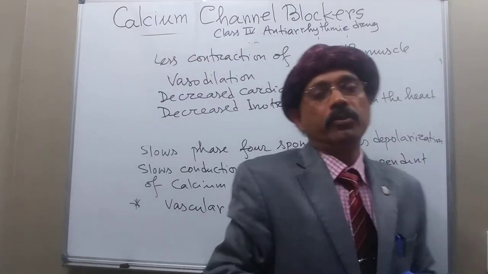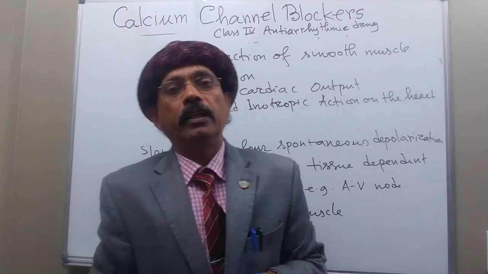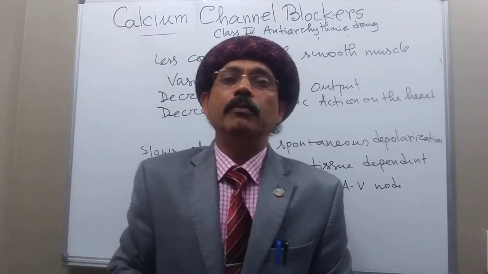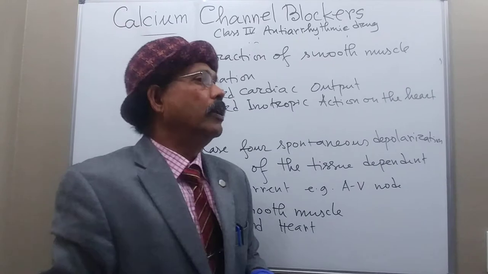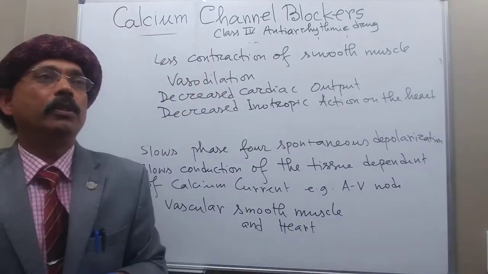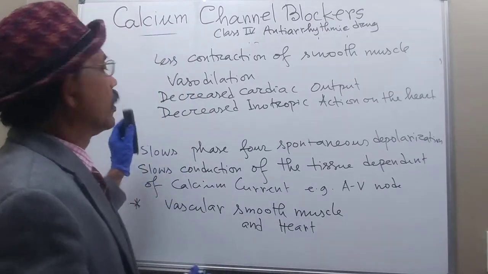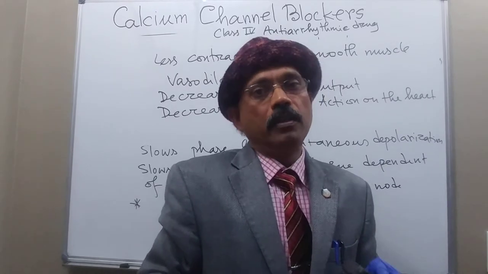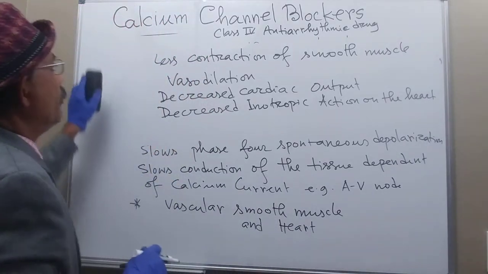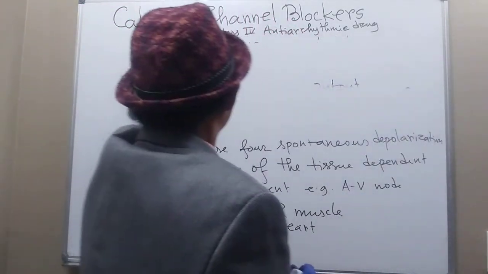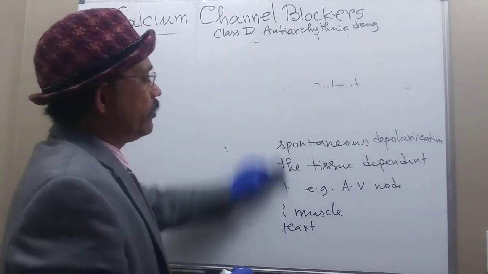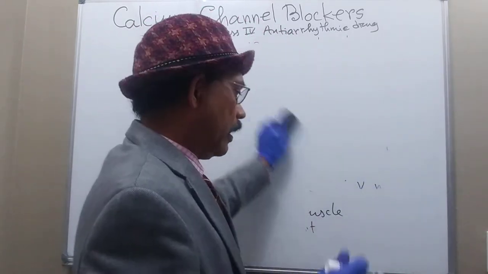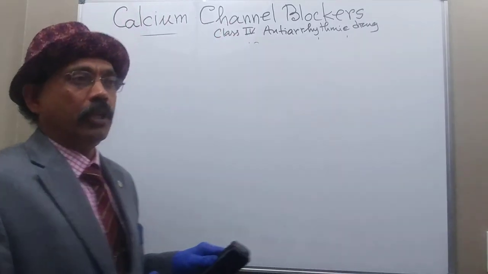Okay, we got the mode of action of the calcium channel blocker. Again, we have two types: one is dihydropyridine, another group is non-dihydropyridine. The dihydropyridines we discussed are nifedipine, isradipine, felodipine and amlodipine. The non-dihydropyridines are verapamil and diltiazem. It blocks the calcium channel, so there is no calcium entry into the cytosol of the cell, which leads to less contraction and vasodilatation.